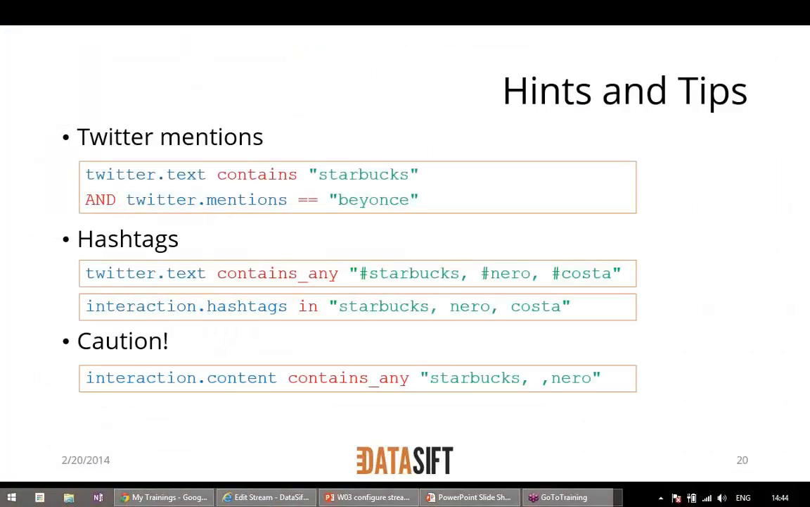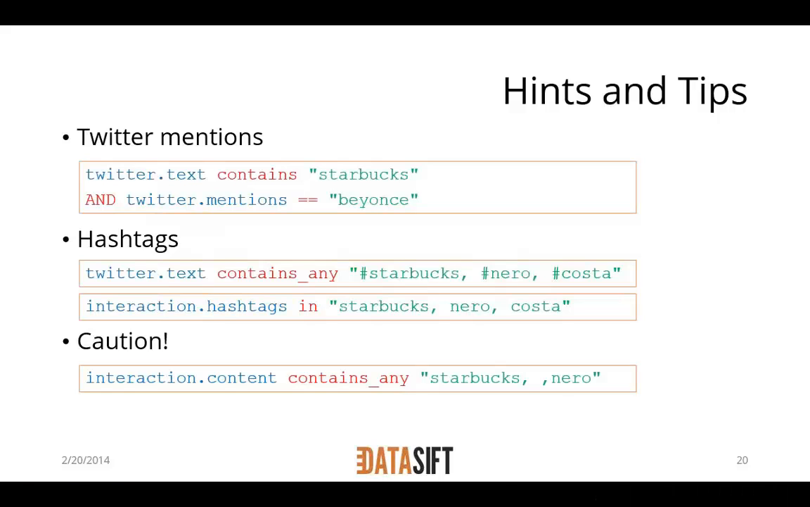So little hints and tips. For mentions, there's a target called Twitter.mentions, which has a normalized array of screen names which have been mentioned. So if somebody put @Beyonce in their tweet, then it's just Beyonce in the Twitter mentions target. Hashtags, you could look in the actual text of an interaction itself for the hash followed by the word, or there is a target called interaction.hashtags. Again, it's normalized across all of the different sources, and you don't have the hash in the front of it.